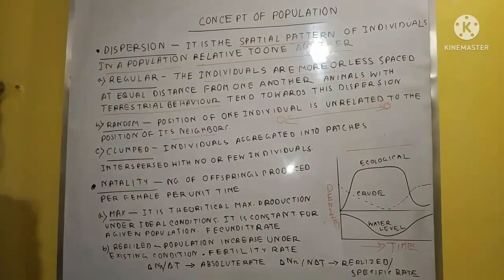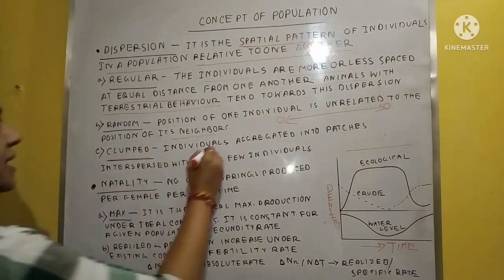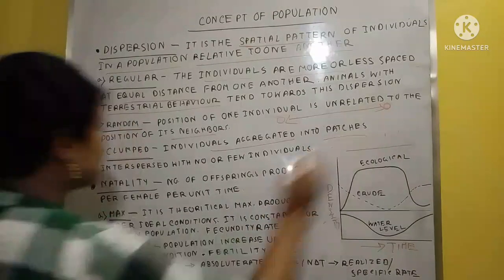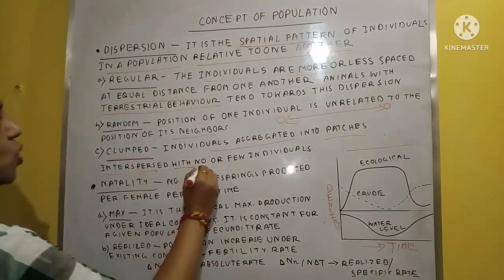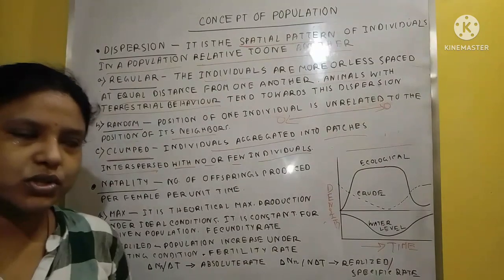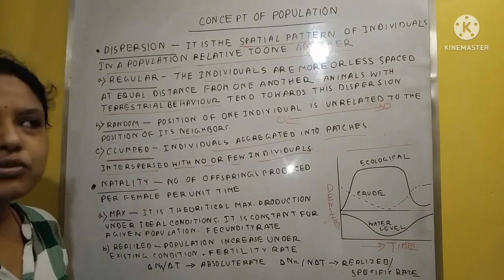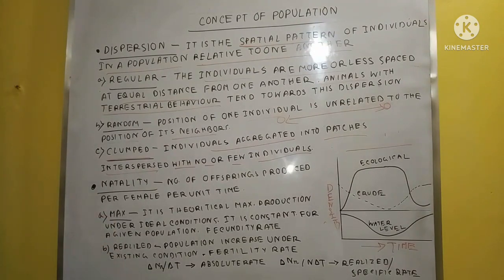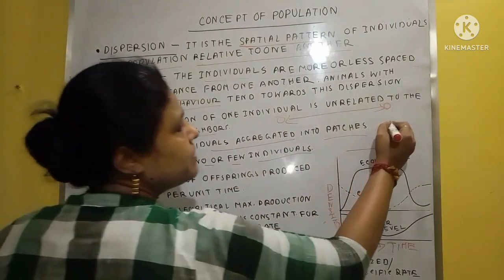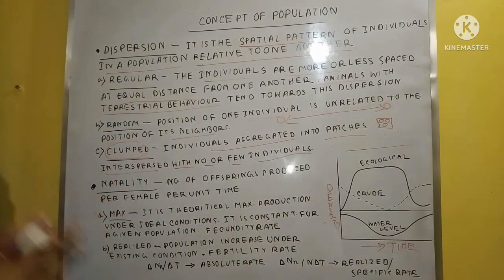So what is the common type of dispersion? The common type is called the clumped dispersion. Here the individuals are aggregated into patches, interspersed with no or few individuals. You will understand it when I discuss the metapopulation. Today you learn about it as an attribute of the population, just briefly. So what is clumped? It means any place where two or three individuals are there.